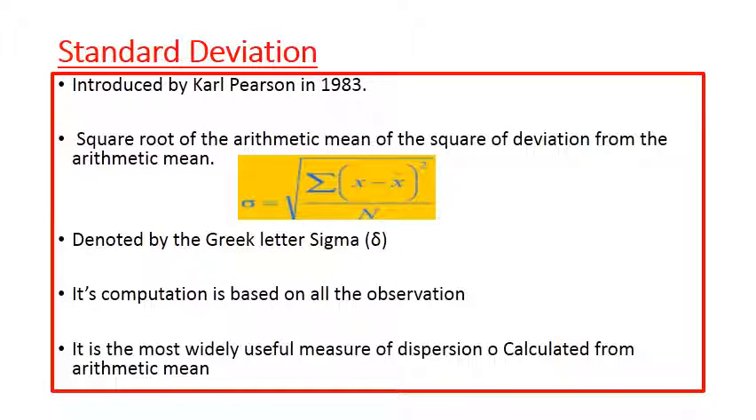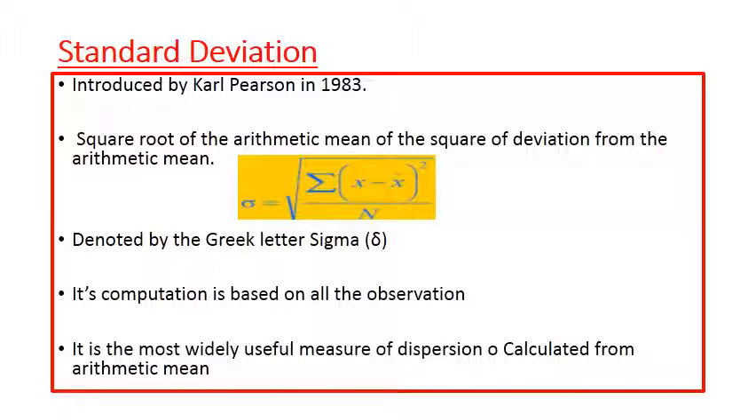Now standard deviation was introduced by Karl Pearson in 1893. It is the square root of the arithmetic mean of the square of the deviations from the arithmetic mean. Remember this. That is why it is also known as root mean square deviation.